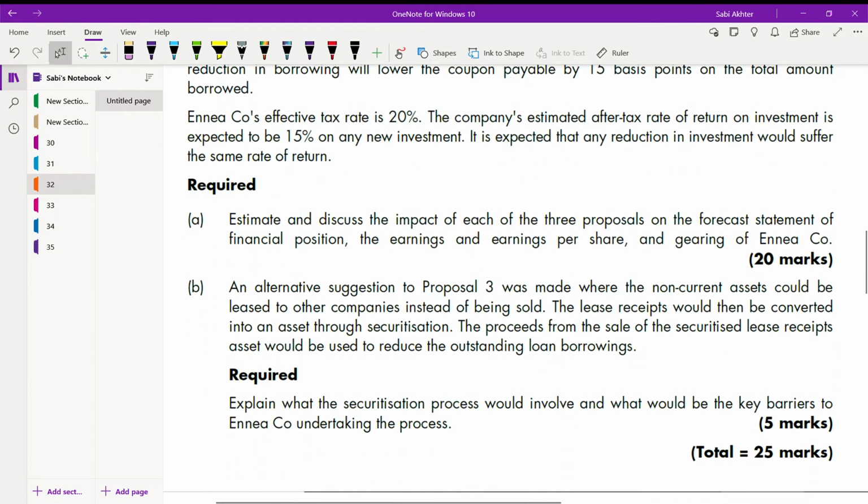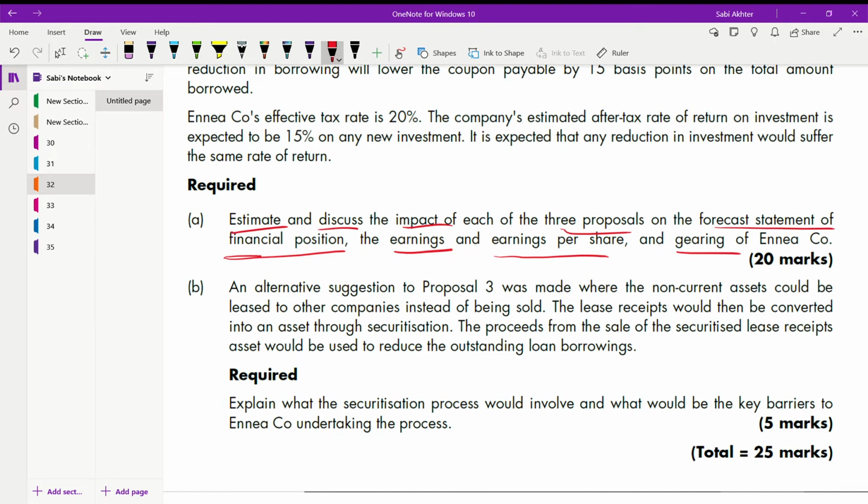And here, this is the requirement. As you can see, estimate and discuss. So estimate means calculation, discuss means write in words the impact of each of the three proposals, as I told you, on the statement of financial position, and on the earnings. On the earnings means you have to find the income statement also, even though they didn't specifically tell you the statement of financial performance or income statement, but they told earnings. Earnings means you have to do that. And earnings, and then EPS, and then gearing.